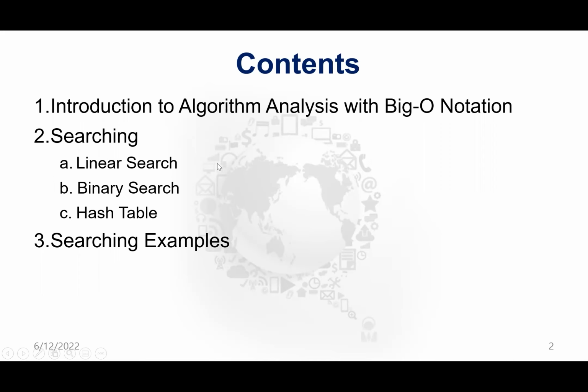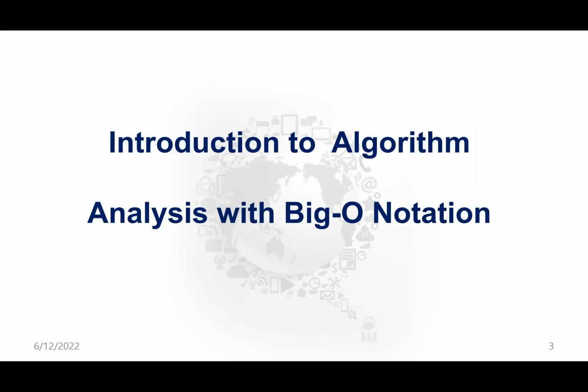These are the three searching methods that we are going to see: linear search, binary search, and then we will learn what is a hash table. Okay, because when you store your data in a hash table, the searching will become faster. Then the last topic that we are going to see is one example for searching, a problem that you're searching, okay, to solve. Okay, so let's look at our first part, introduction to algorithm analysis with big O notation.